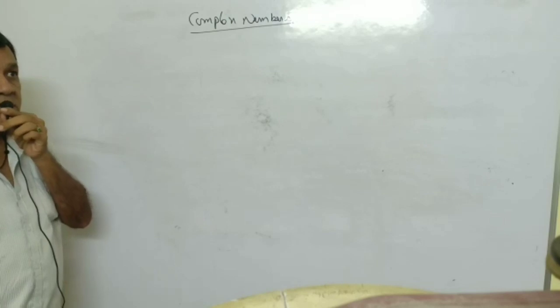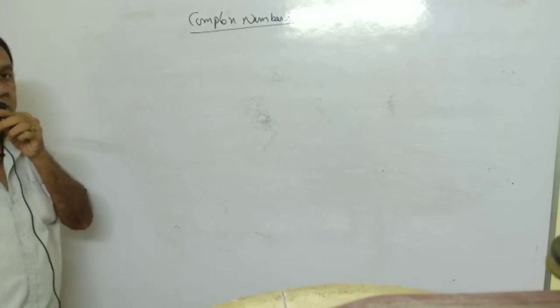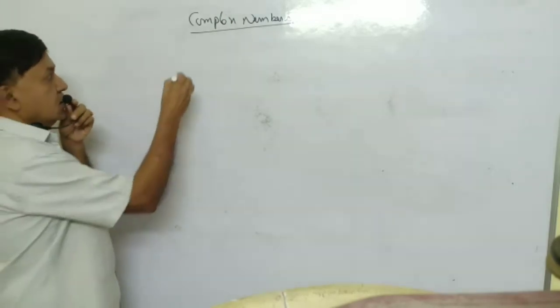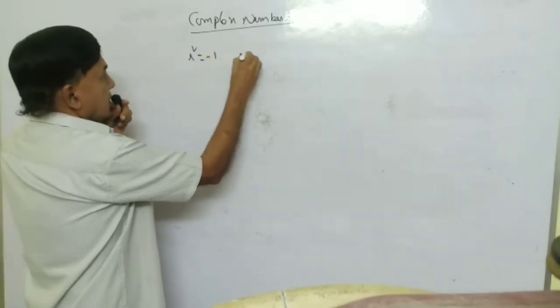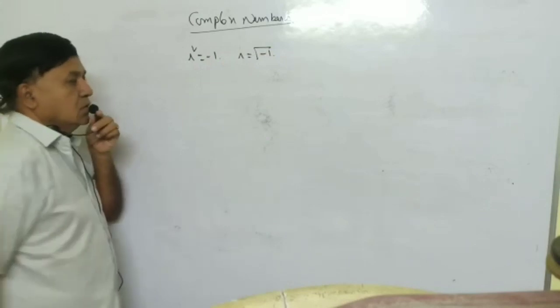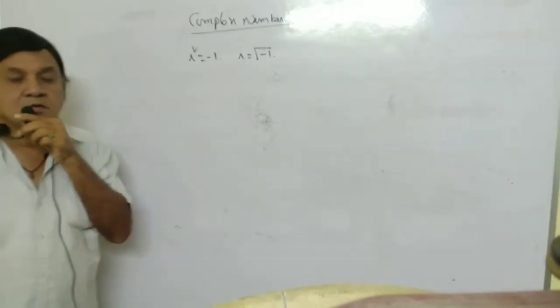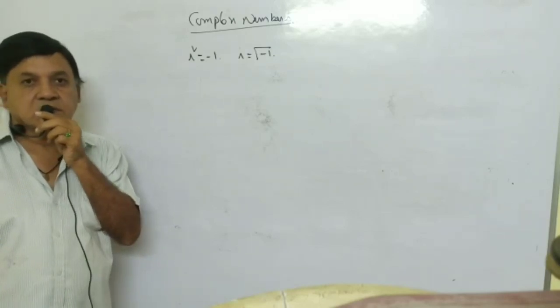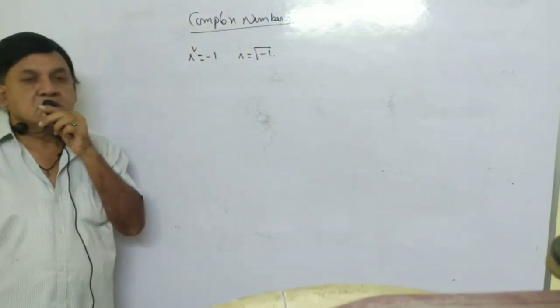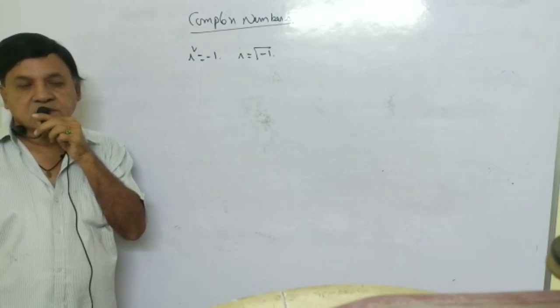See here in the complex numbers, first we define a quantity called i square is equal to minus 1. i is equal to root of minus 1.